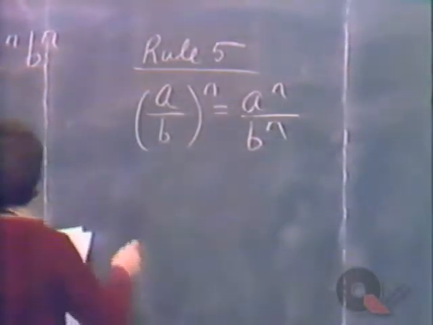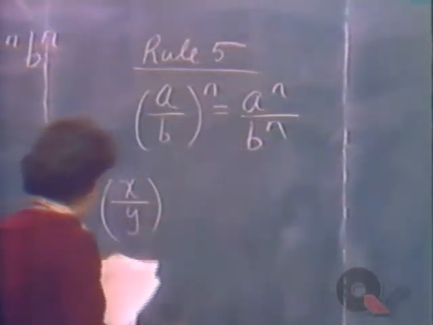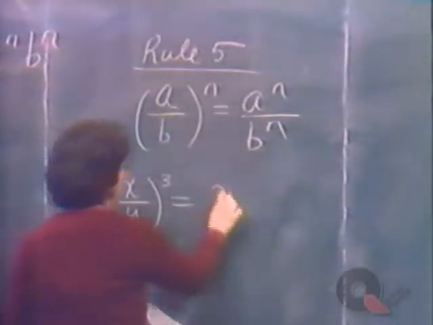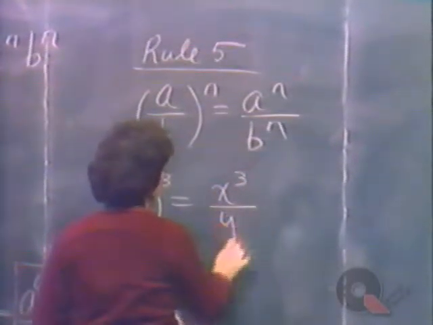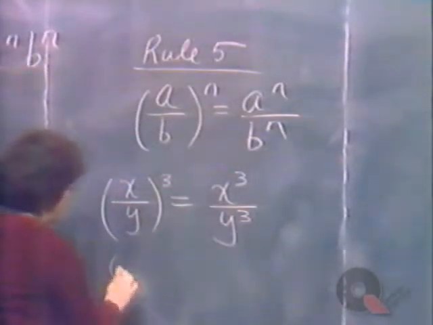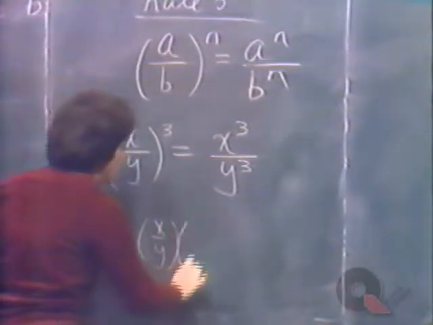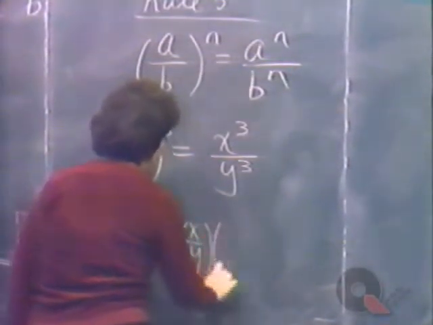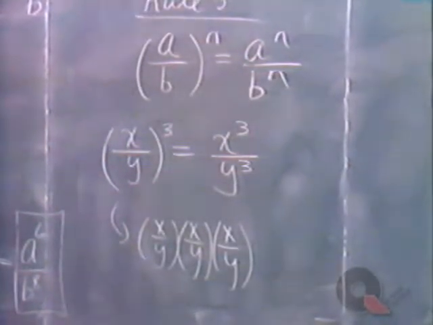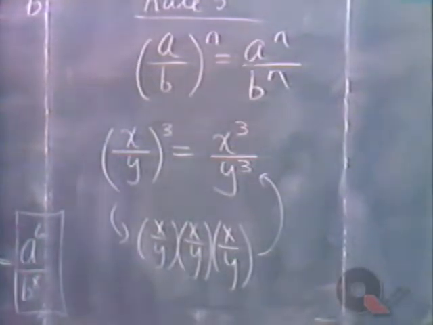Okay, for example, (x over y) to the 3rd power is x to the 3rd power over y to the 3rd power. And it's not too hard to see, since (x over y) to the 3rd power is x over y times x over y times x over y. And when you multiply fractions, you multiply the tops and you divide by the product of the bottoms. So that, of course, would give you x cubed over y cubed.